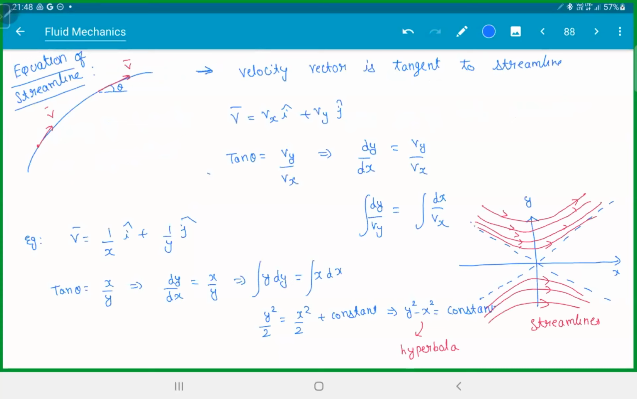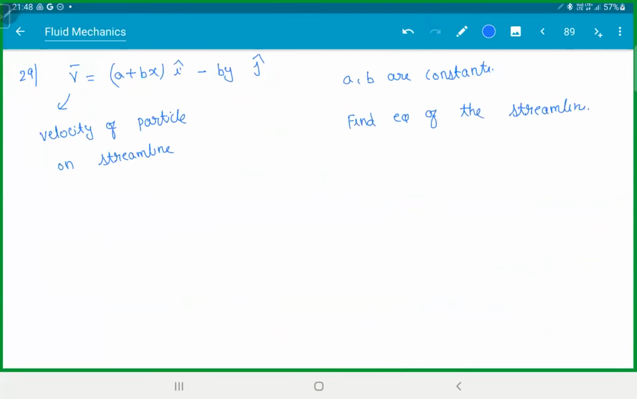Check out this thing. Basically, tan theta is vy by vx, and tan theta is dy by dx. So basically, tan theta is vertical component by horizontal component, and tan theta is also the slope dy by dx, and integrate. Get it? Just a straightforward integration. Find the equation of the streamline and draw some of the streamlines. Give it a try. Get it? It's just an integration. Try this. I'll just be back in a minute.